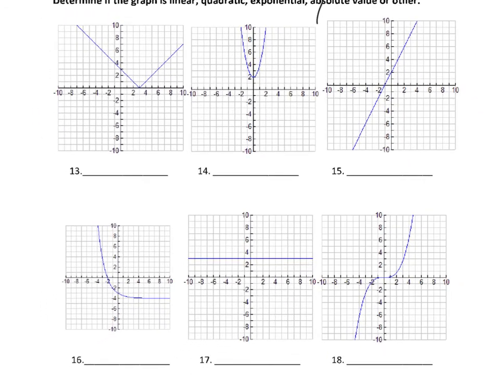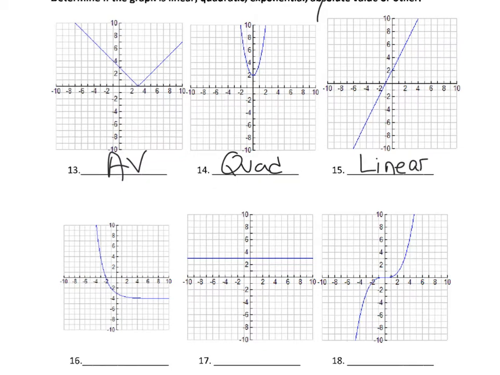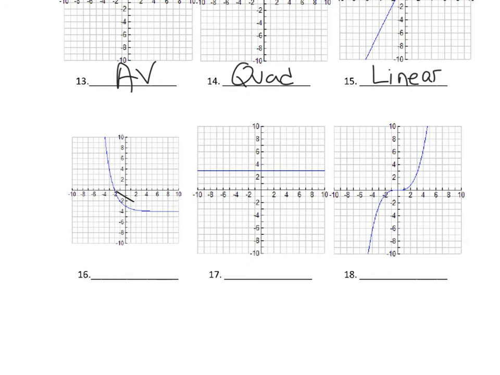Identify the graphs. It's V-shaped, so it's absolute value. It's horseshoe shaped, so it's a quadratic. It's a straight line, so linear. This has a one-way curve, so it's exponential. It's a straight line, so it's linear.